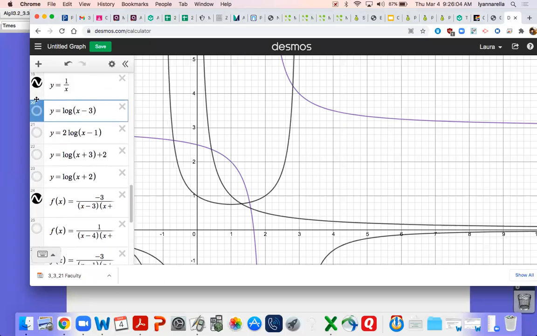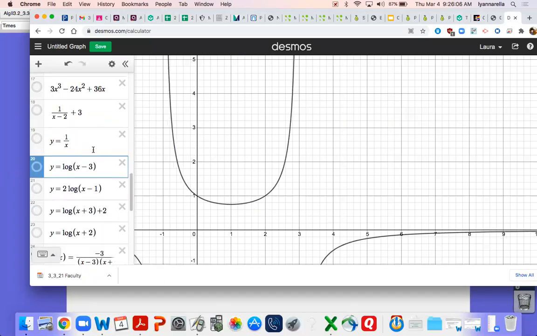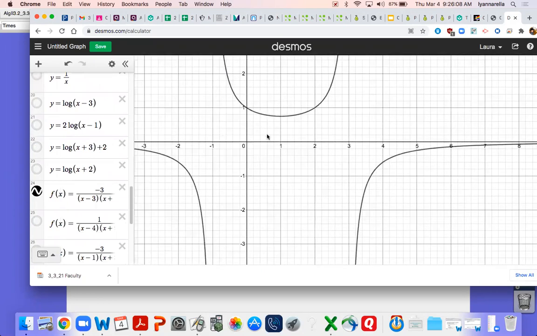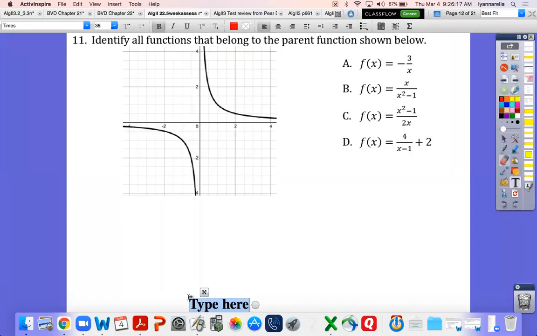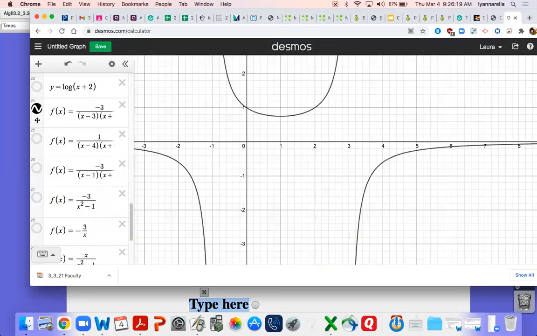Let me get rid of some of my other graphs because I got too many graphs going here. Does that have 2 branches? I don't even know if this is the right question. I kind of feel like I'm on the wrong question. Let me see. No, I'm not on the right question. Let me go to the right one.